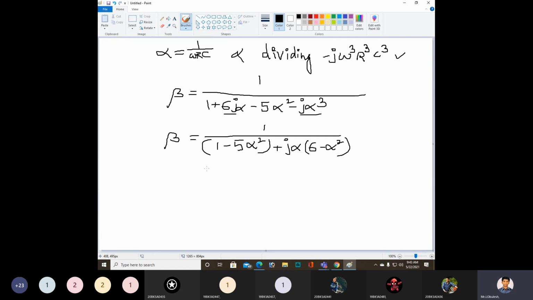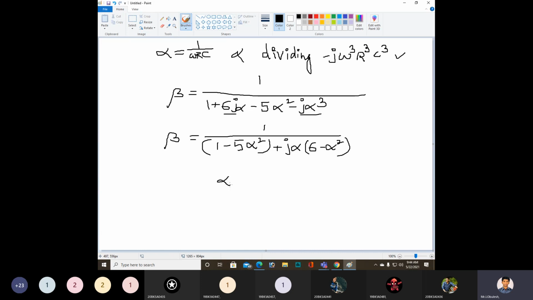Then from this equation, here we have a phase shift of 180 degrees. And the imaginary part must be 0. Here we have a phase shift of 180 degrees and the imaginary part will be equal to 0. If the imaginary part is equal to 0, what will happen?